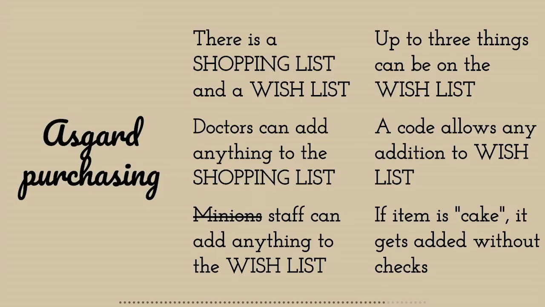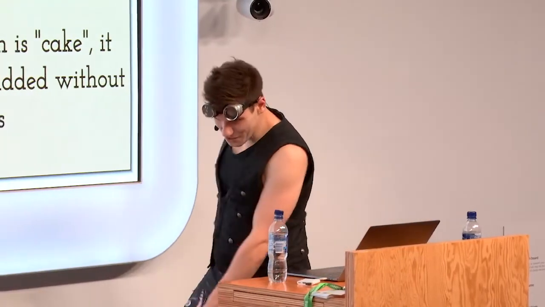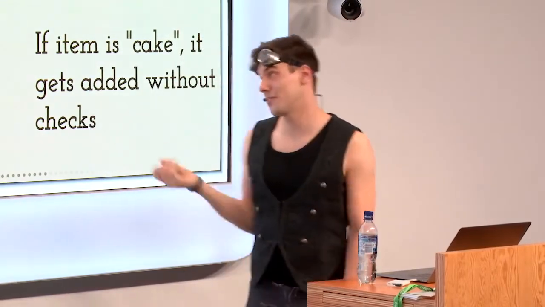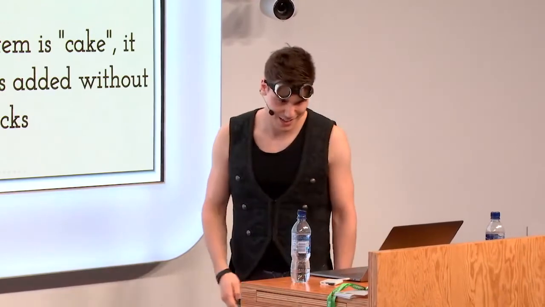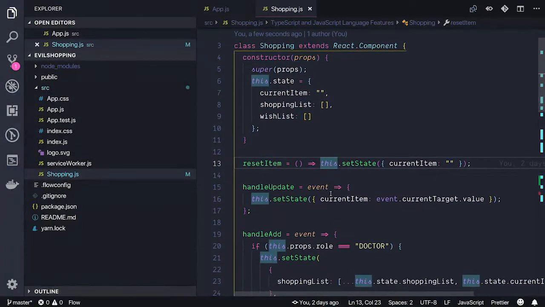A code will allow any addition to the wish list, and if an item is cake, it can get added to the wish list without checks, because I'm not a monster. With business logic this succinct and totally not fragile, I can't see how any bugs could slip into this application. So, what does it look like in JavaScript? All right, so we have a component, classical style. It has some state of the current item that they're typing in, a shopping list, and a wish list.